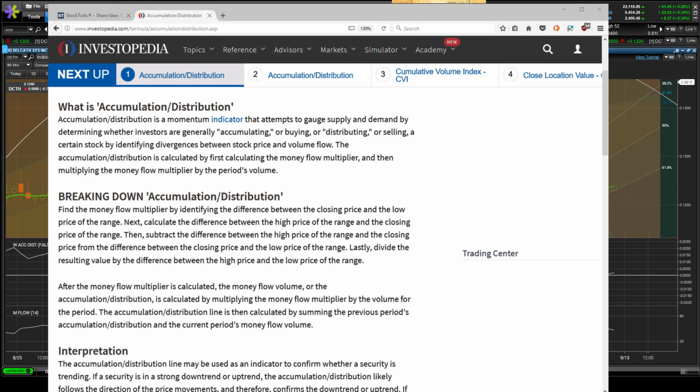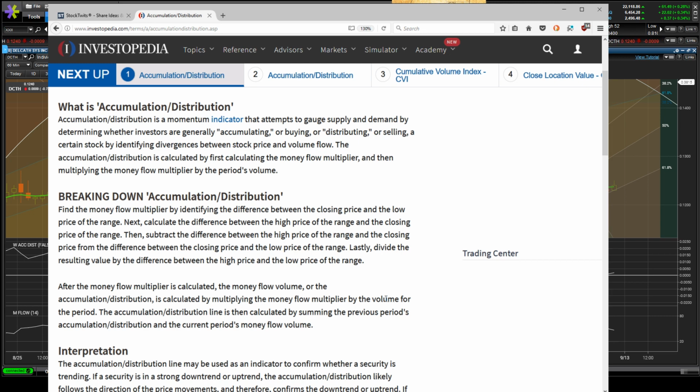So we pulled up the definition here, and I'm just going to read it really quickly. The accumulation distribution is a momentum indicator that attempts to gauge supply and demand by determining whether investors are generally accumulating, as in buying, or distributing, as in selling, a certain stock by identifying divergences between stock price and volume flow. It is calculated by first calculating the money flow multiplier and then multiplying the money flow multiplier by the period's volume.